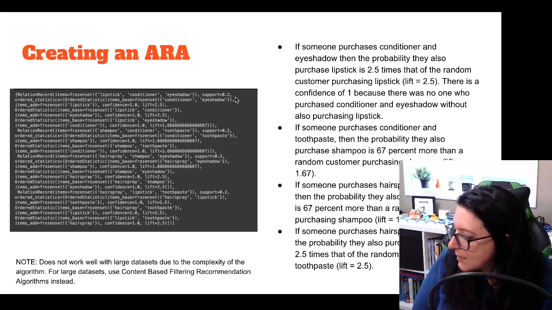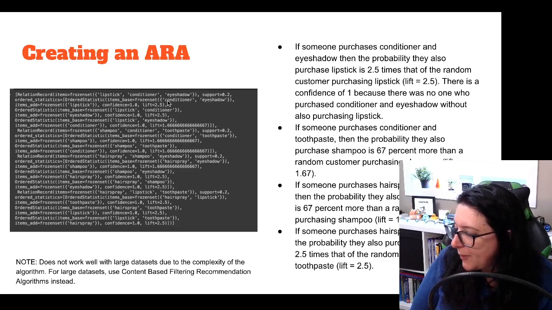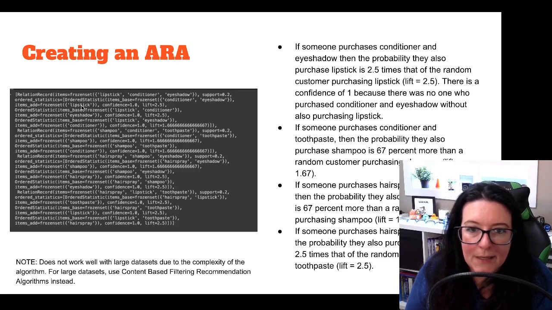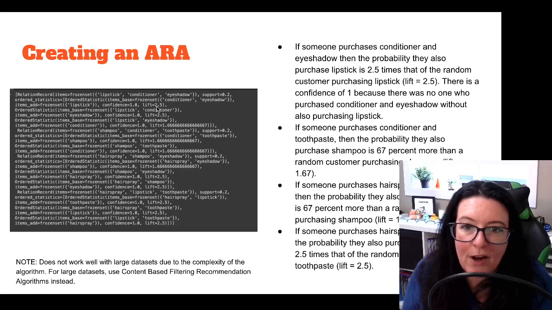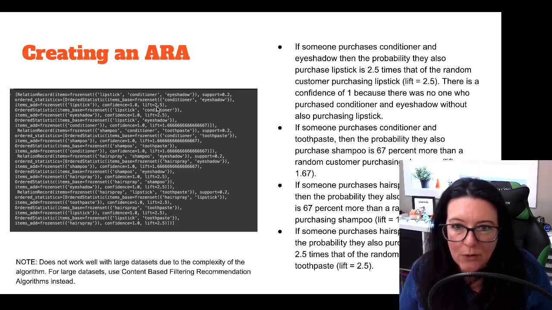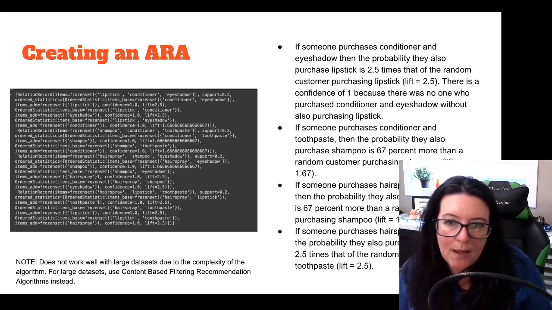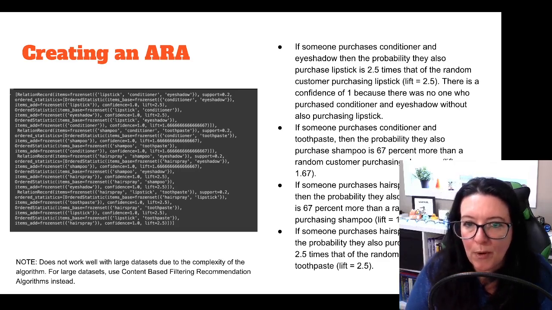Okay, it has a support of 0.2. And here what it's doing is it's saying, okay, from there, it's going to create this set that is conditioner and eyeshadow. And then that's going to predict lipstick. It's going to have a confidence of 1 and a lift of 2.5. So if someone purchases conditioner and eyeshadow, then the probability they also purchase lipstick is 2.5 times that of a random customer purchasing lipstick. So we have a lift of 2.5.